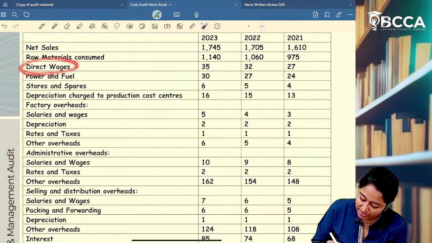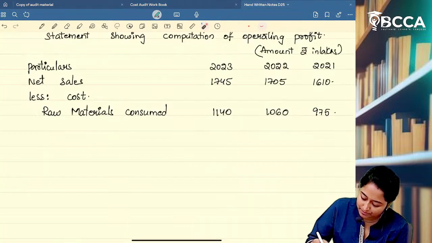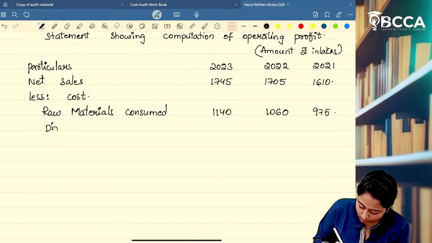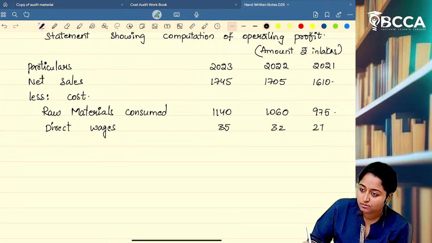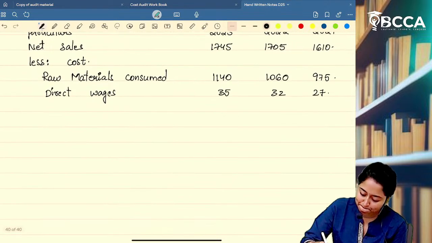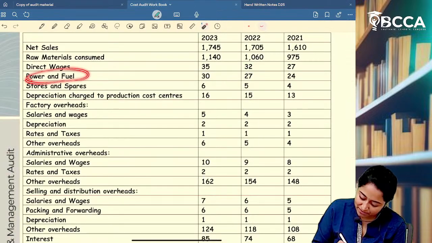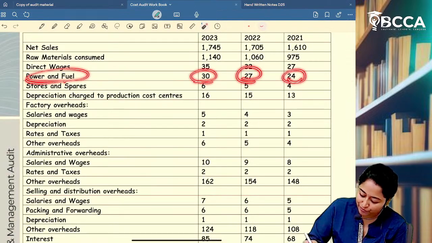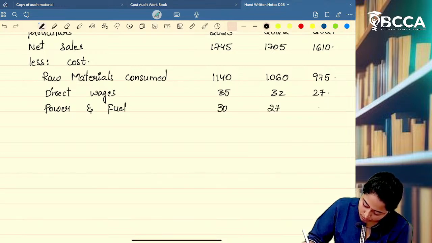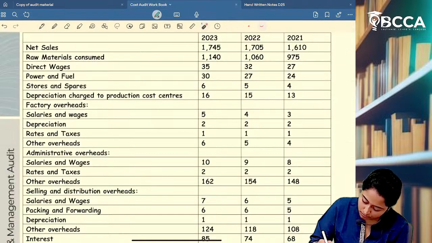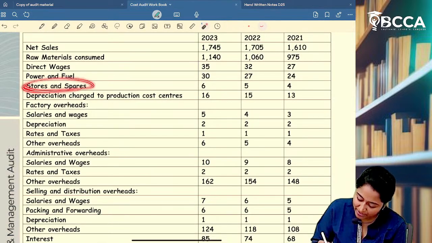Next, direct wages 35, 32 and 27. Next, power and fuel 30, 27, 24. Next, stores and spares 654.